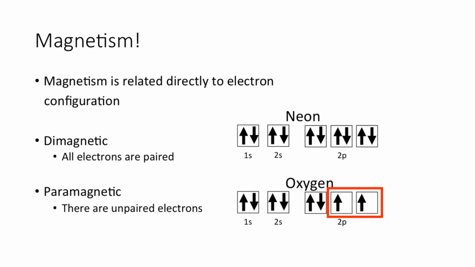The final concept we're going to discuss today is magnetism. Now, magnetism is actually related to electron configuration in that magnetism is caused by unpaired electrons. There are two major terms that you need to be aware of. The first is diamagnetic, and diamagnetic means that all electrons are paired, such as here in the neon atom. Secondly, paramagnetic means that there are unpaired electrons present, such as here in oxygen. The more unpaired electrons, the more magnetic the atom or ion is going to be.